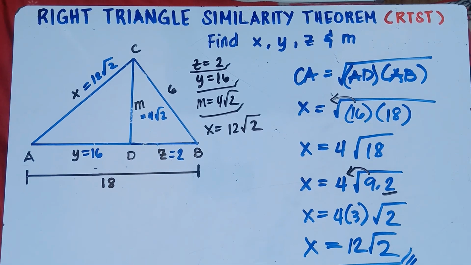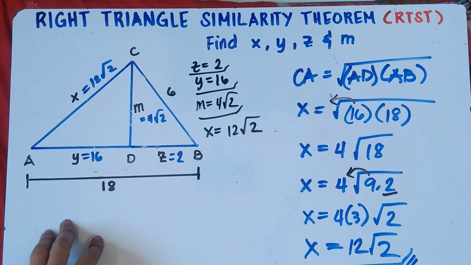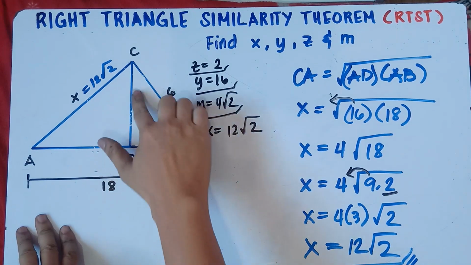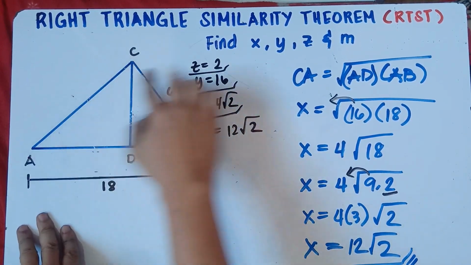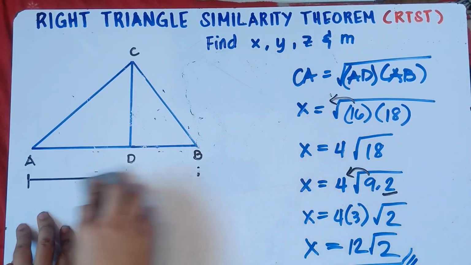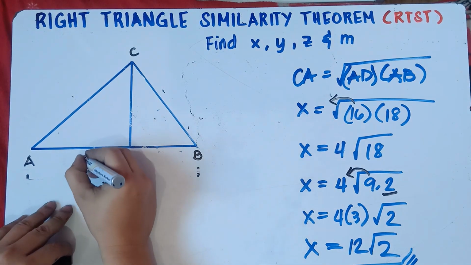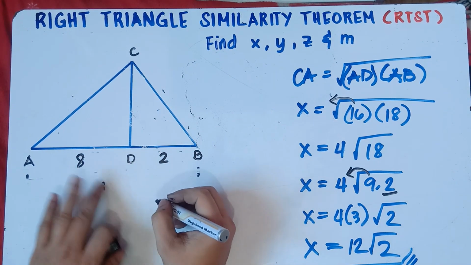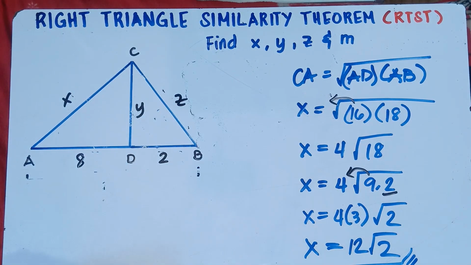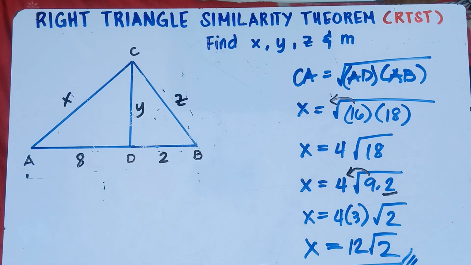Now, you try this one, class, and you put your answer in the comment section down below. Let me check, class, if you really understand our topic. So what if you are told to find this one? Okay, let me give you another example. What if this is 8 and this is 2, and you're told to find x, y, and z? You try that one, class. Find x, y, and z.